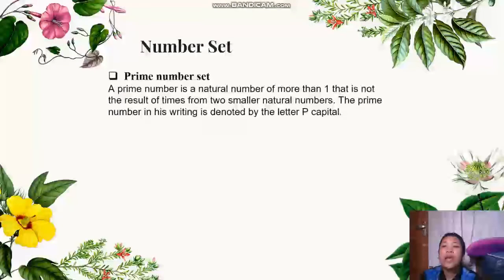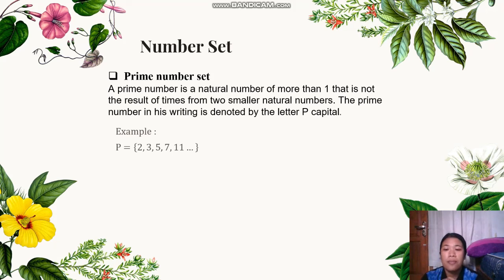Next, prime number set. A prime number set is a set of natural numbers greater than one that is not the result of multiplying two smaller natural numbers. The prime numbers are denoted by the capital letter P. For example, P equals {2, 3, 5, 7, 11, 13, 17, 19, and so on to infinity}.